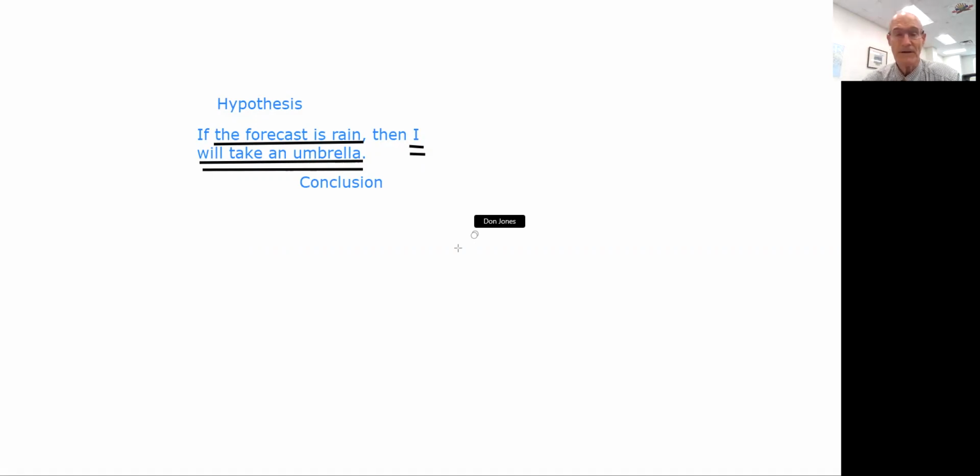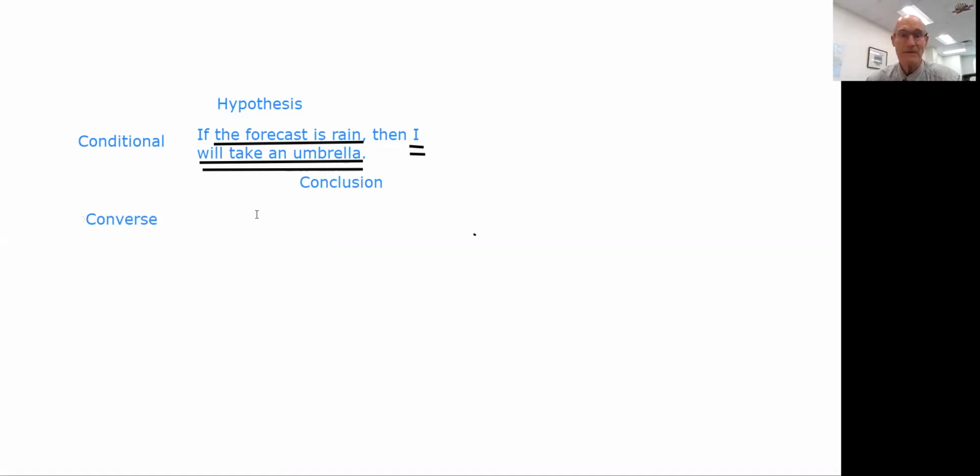The big part of your lesson for today is being able to change a statement into a conditional if-then type statement. The other part of your lesson for today, we have three different types of statements here. This is what's called the conditional. The second form would be the converse.